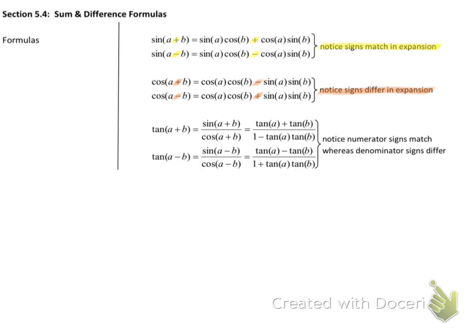And then the last one is for tangents. In tangent, it's the numerator, the signs match, and the denominator, the signs differ. So for tangent, and then just remember, tangent is still sine over cosine, that hasn't changed. If you're going to do tangent of a sum of two angles, then it's tan plus tan over 1 minus tan tan. And then we have the same situation here.